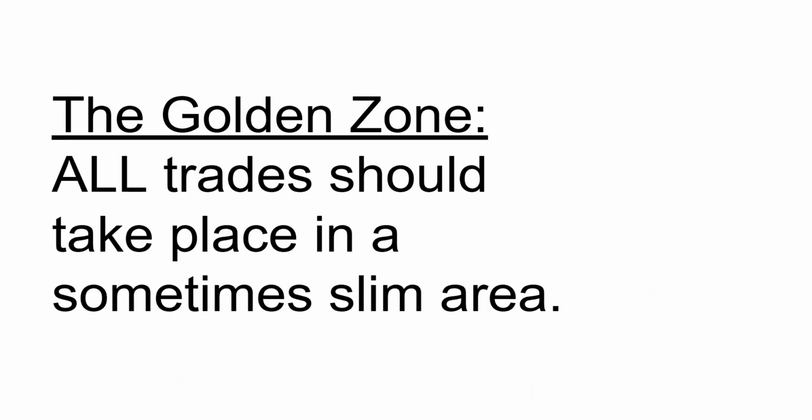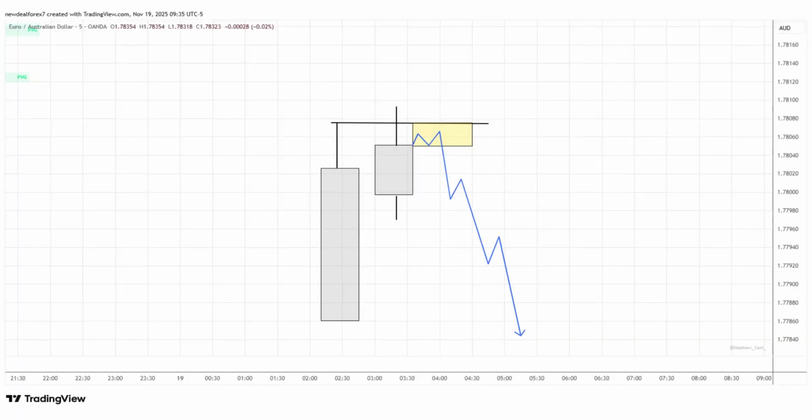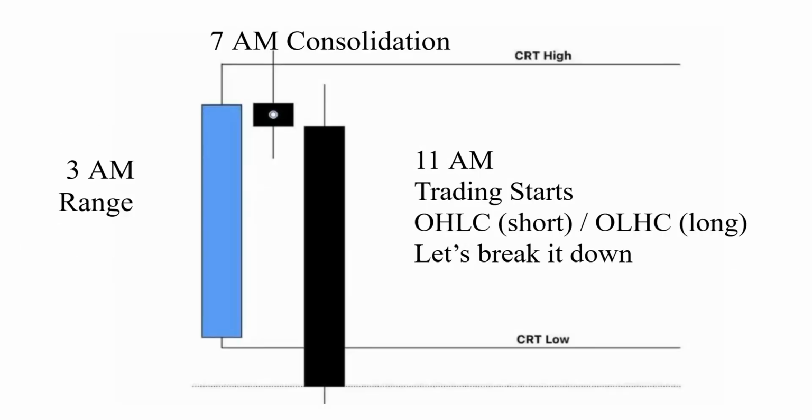So where should you be trading? All trades should take place inside of a sometimes slim area. It's going to be between the open price of the candle you're trading, for the example I talked about, that was 11 a.m., and the bottom of the range candle, which in this case would be the 3 a.m. So in essence, if I was looking at this right here, I'm trading below this line, but above this line.